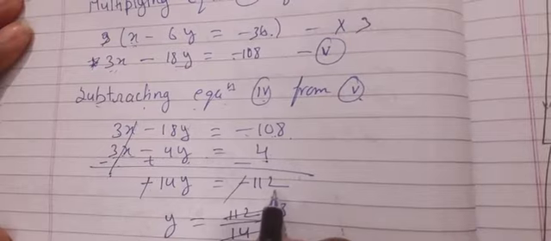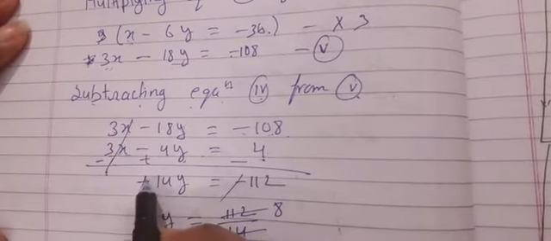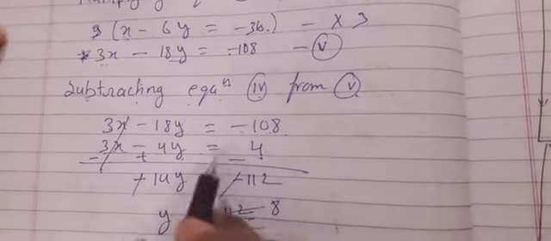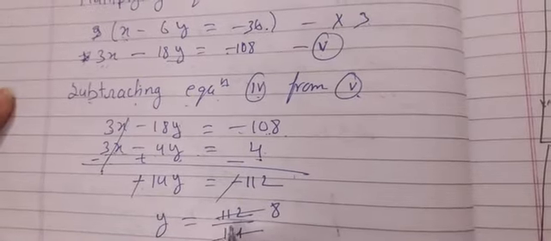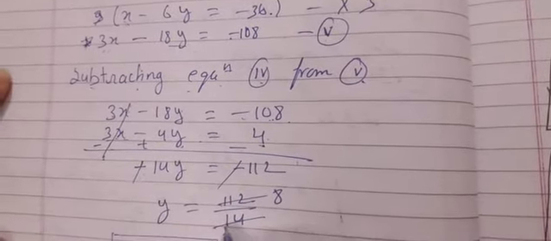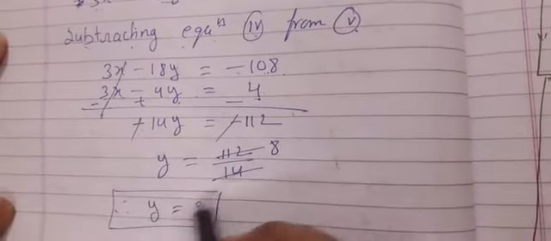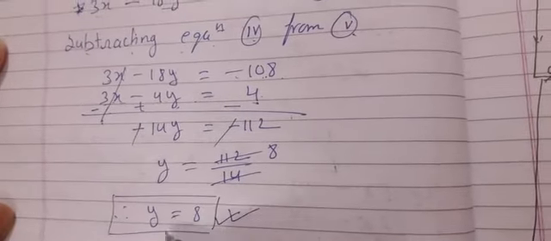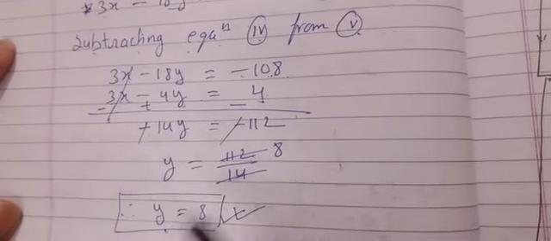It is minus 112. So both sides had a minus sign, so minus minus cancelled, and y is equal to 112 by 14, and we know that 14 times 8 is 112, so y is equal to 8. Now we will substitute this value of y in any of the equations 1, 2, 3, 4. We will get the answer of x.